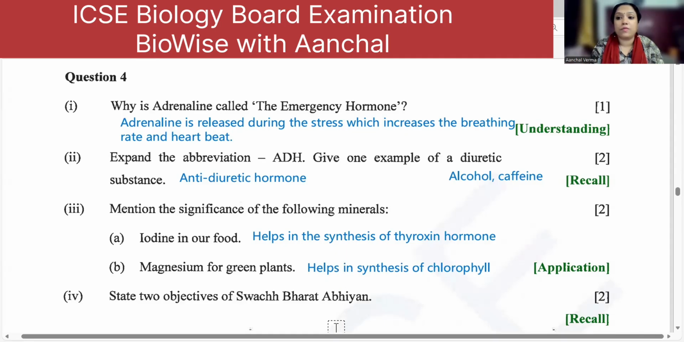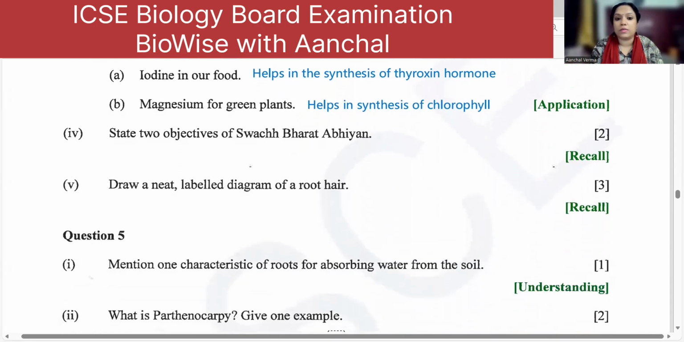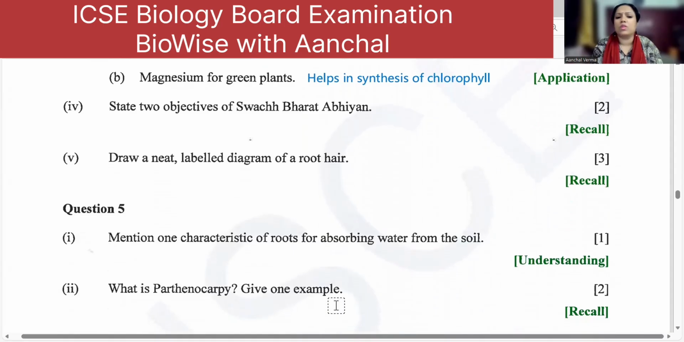Two objectives of Swachh Bharat Abhiyan. Now, children, this question is asked so frequently, and you tend to make the mistake of writing about pollution and all. There is no pollution in Swachh Bharat Abhiyan. You have to talk about waste management and segregation, clean streets, and ODF, that is open defecation free India.